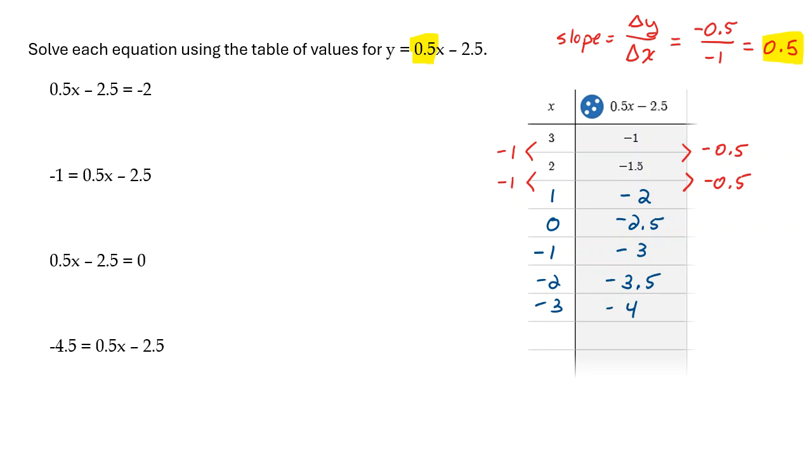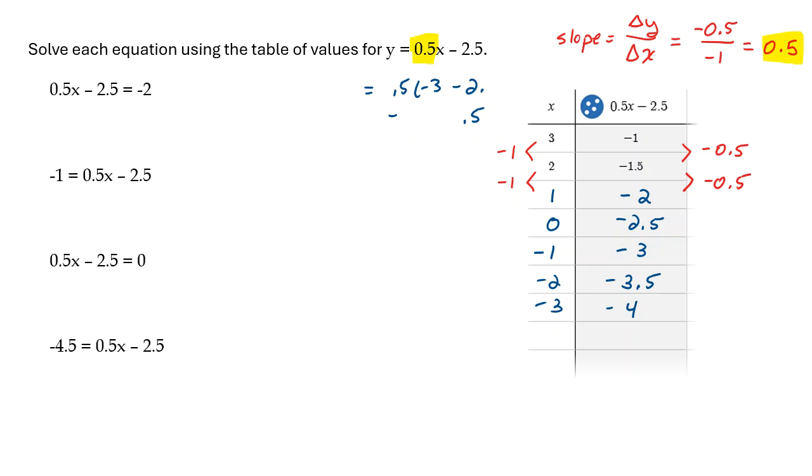Let's verify the -3. If I plug -3 into this equation, 0.5 times -3, take away 2.5. 0.5 times -3 is -1.5. Take away 2.5 is -4. But we didn't have to go through all that computation. Following the pattern was much easier.